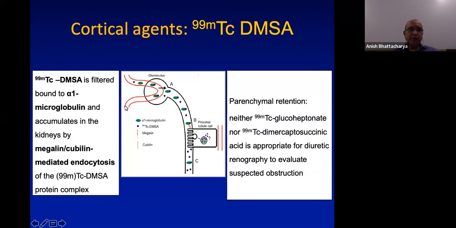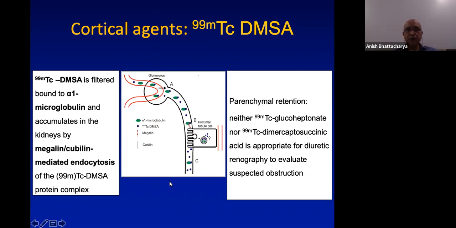Cortical agents like DMSA are preferably used. Nowadays, there are very few people who use GHA. DMSA accumulates in the kidneys through megalin-mediated endocytosis. There is parenchymal retention of DMSA. So neither GHA nor DMSA can be used for diuretic renography. You don't use these for obstruction.